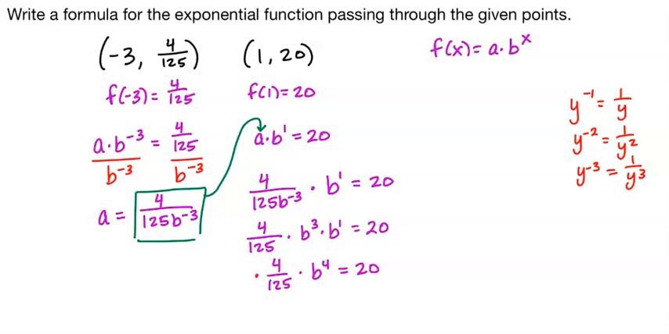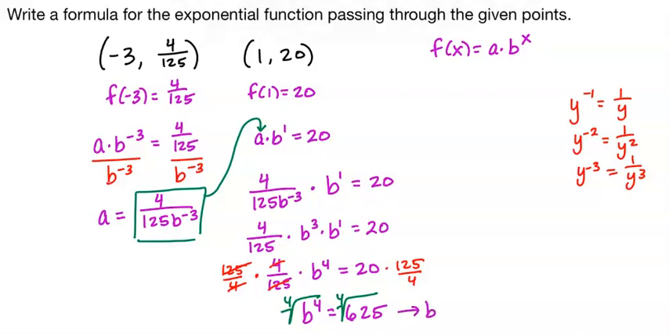I can get rid of this fraction by multiplying both sides by the reciprocal, because that causes the 125 and the 4 to cancel. So we have that b to the 4th. Using our calculator, 20 times 125 divided by 4 is 625. Since this is b to the 4th and we need to know b, we can take the 4th root of each side of our equation. Using our calculator, this tells us that b is equal to 5.